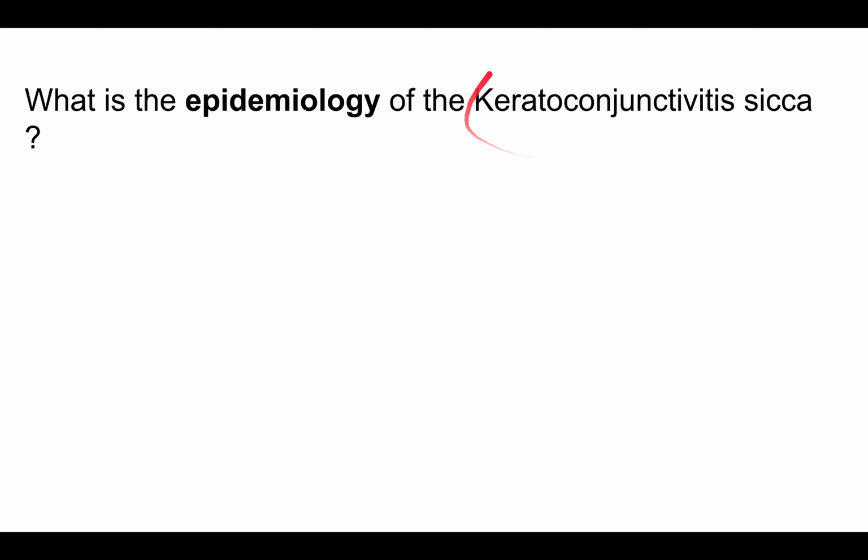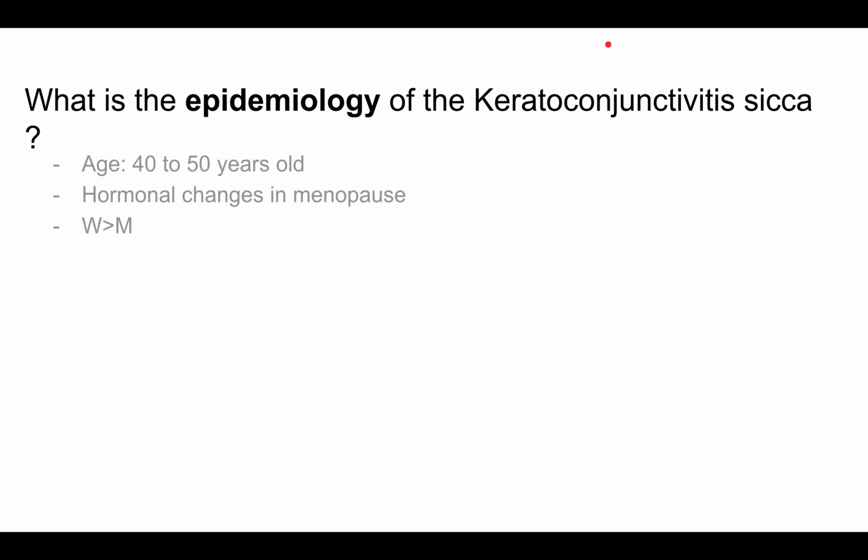Well, it's an autoimmune disease, so you can already tell what that would mean: it's more common in women than in men. For example, Graves' disease is another one, which is more common in females, because it's autoimmune. It occurs around 40 to 50 years, in middle adults, and this is maybe due to some sort of hormonal changes in menopause. I don't know the exact reason.